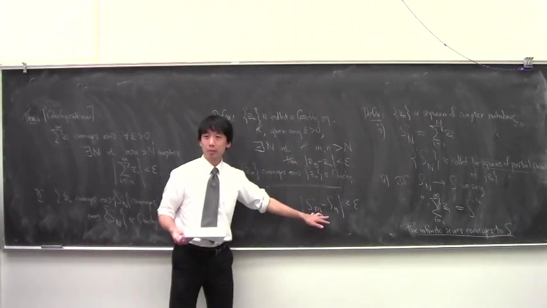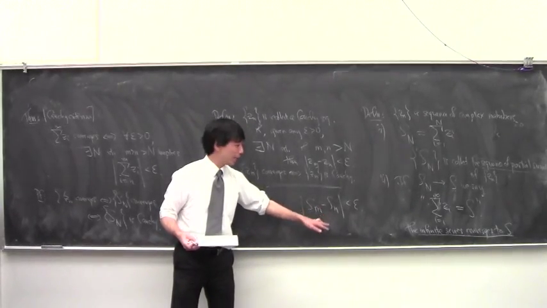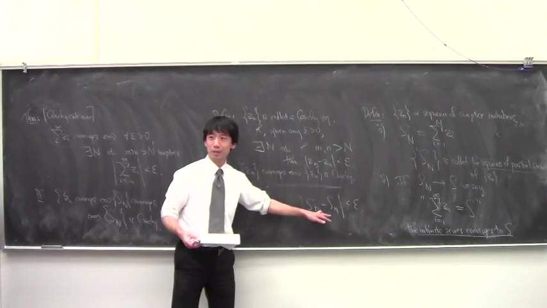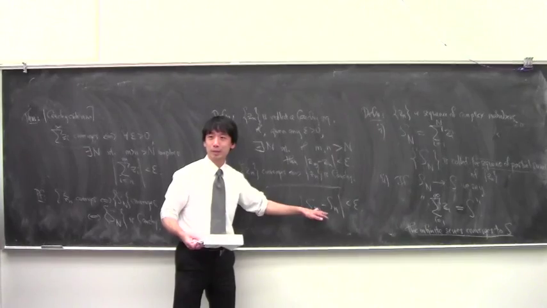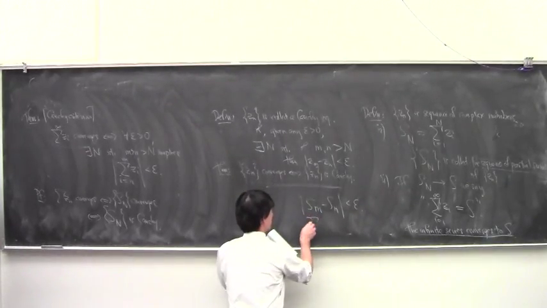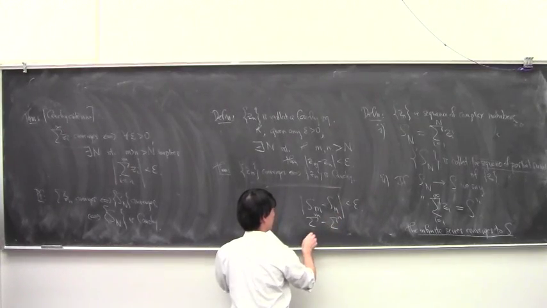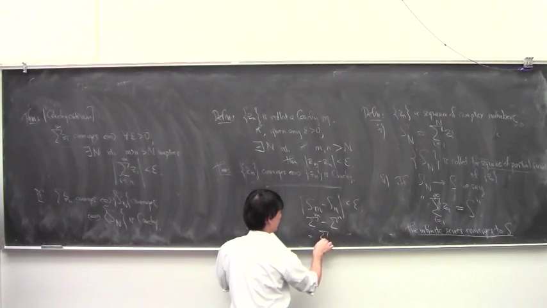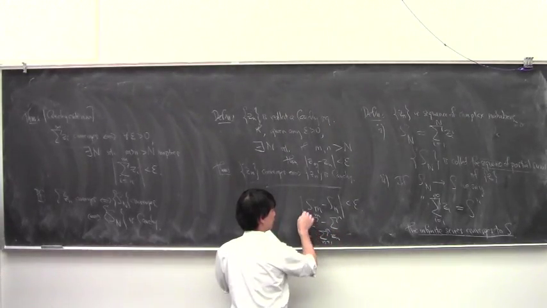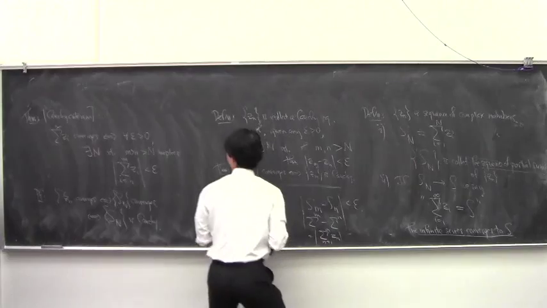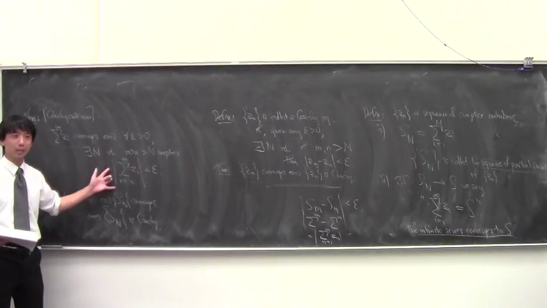In other words, S_m minus S_n must be less than epsilon. This is the sum up to m minus the sum up to n, and so this is the sum from n plus 1 up to m of that. So all we're doing is just translating.